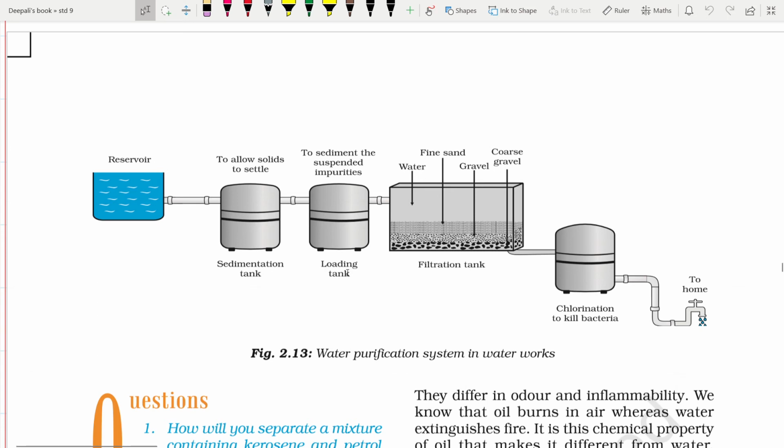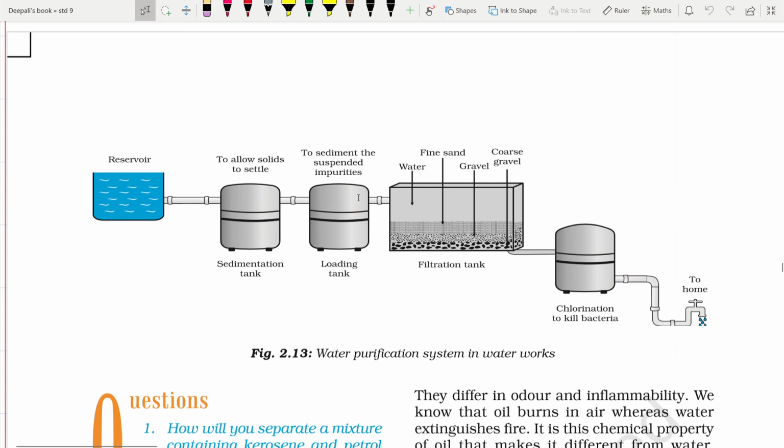Now loading is a process in which certain other substances like alum are mixed with the water so that the particles which are still inside the water will become heavier and they will settle down. So the heavier particles are separated in the sedimentation tank by settling them for a few days. Then the particles which are lighter and which do not settle on their own are added with some loading material like alum specially and made heavier, and then they will settle.